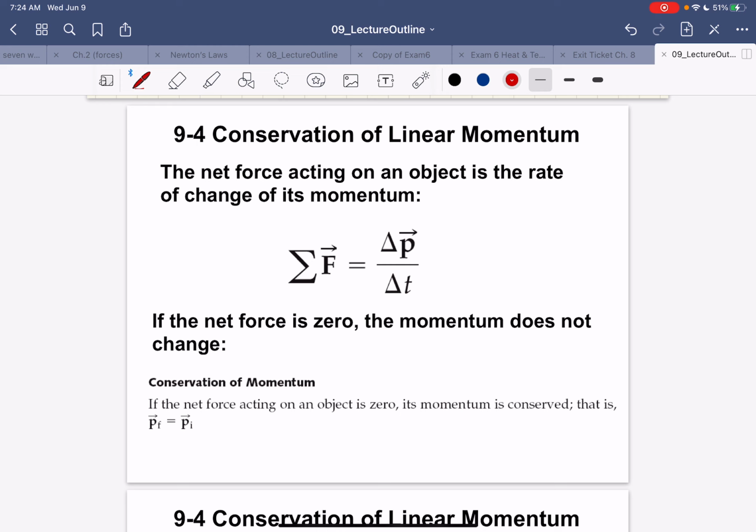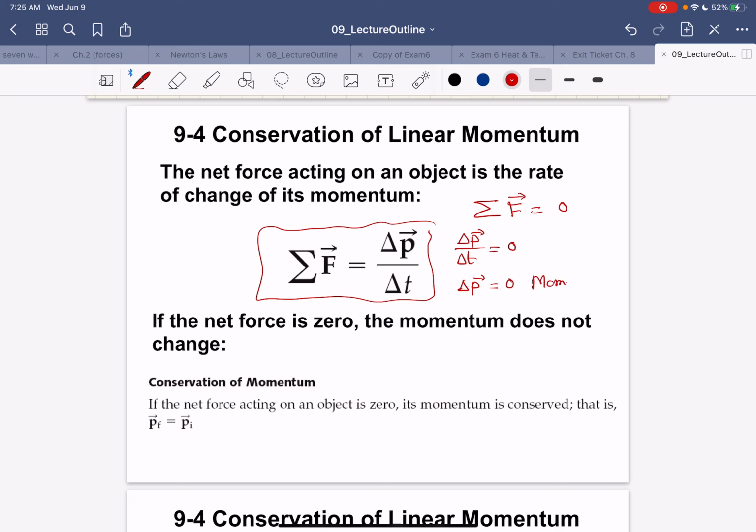Now, we were working on this problem and we said the net force is equal to change in momentum per unit time, which means, in the case when I have sigma F, I'm talking about the external forces. If I don't have any external forces on the system, then sigma F will be 0. Then change in momentum over change in time equals 0, which means no change in momentum.